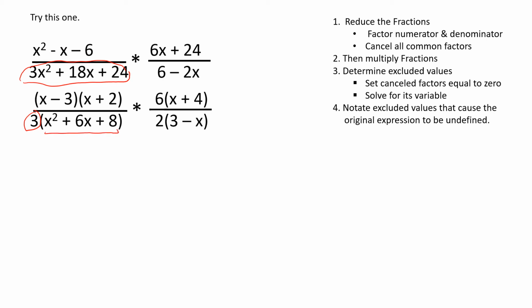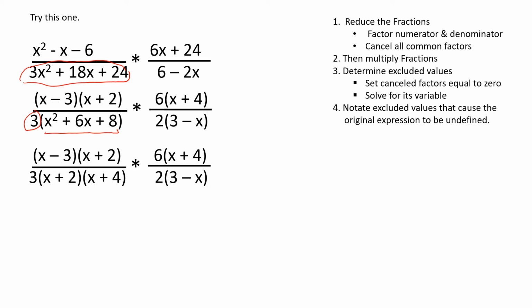before you factor this. So I saved it for the next turn. So this x squared plus 6x minus 8 became x plus 2 times x plus 4. Now we factored everything. Now we can go ahead and cancel out common factors.